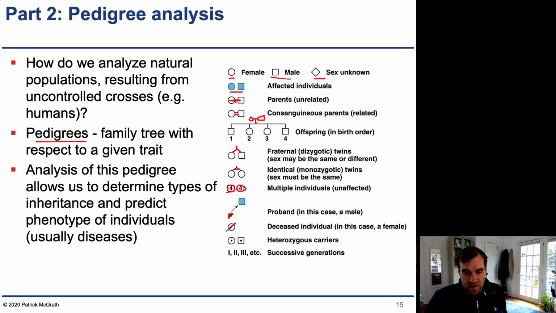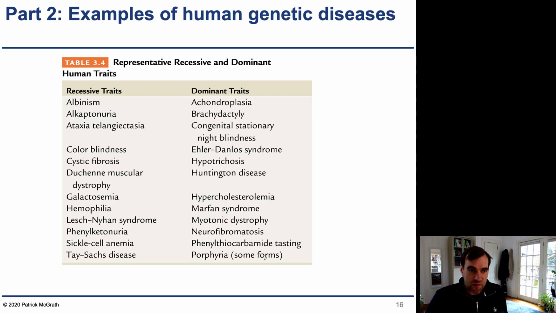Individuals that have died are indicated by a slashed line. If you know for sure that someone is a carrier, you can indicate that with a dot. So a carrier individual would be a heterozygote, big A, little a. So they do not have the disease if it's a recessive disease, but they can pass the disease on. And generations can be indicated by Roman numerals.